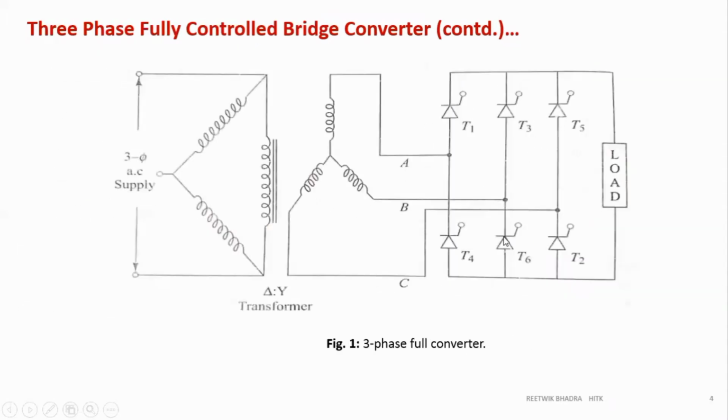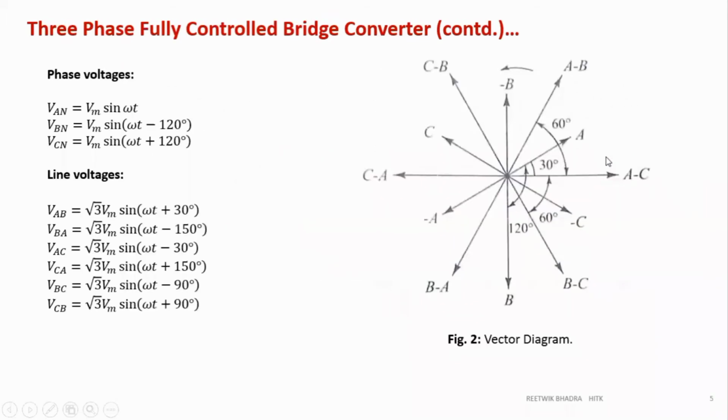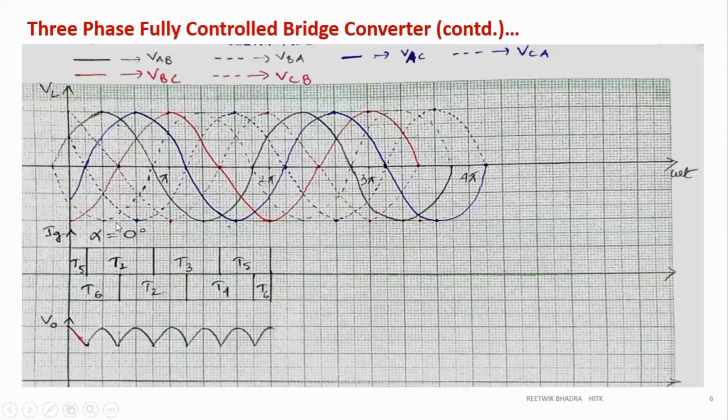So T5, T6. T5 is connected to C, T6 connected to B. So CB, so VCB will be the voltage appearing across my load. Now if you go to this figure, I am coming to the graph. For the first 30 degree, which voltage? 5 and 6 on VCB. So VCB, you look over here, the red dotted line. The red dotted line for the first 30 degree is this one.